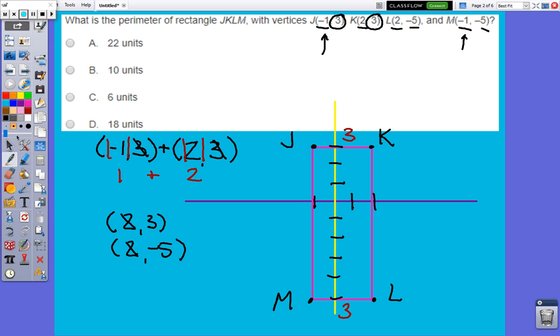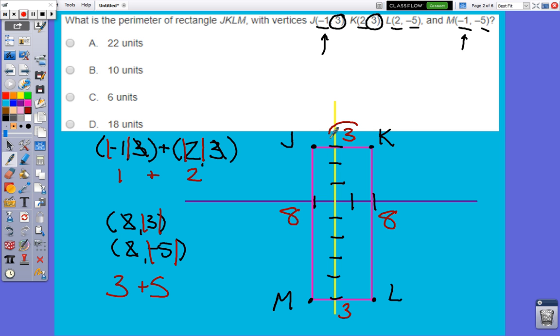The absolute value of 3, the distance 3 is from 0, is 3. Plus the absolute value of -5, the distance -5 is from 0, is 5. So 5 plus 3 gives me 8. And again, it's a rectangle, so opposite sides are congruent. If I know KL is 8, I know the opposite, parallel side, JM, is also 8.